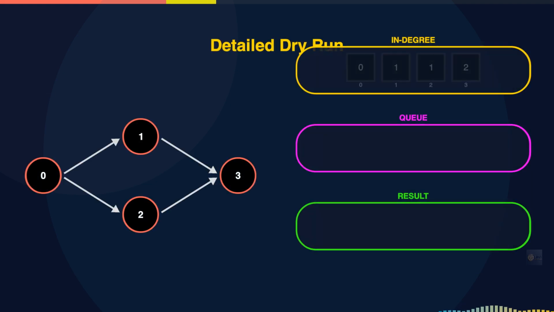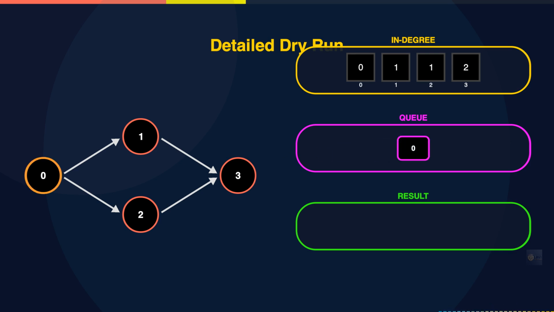Look at the screen. We have 4 courses, numbered 0 to 3. Our prerequisites are, 1 depends on 0, 2 depends on 0, and 3 depends on both 1 and 2. Look at our in-degree array at the top. Course 0 has an in-degree of 0, it is ready. Courses 1 and 2 have an in-degree of 1, and course 3 has an in-degree of 2.